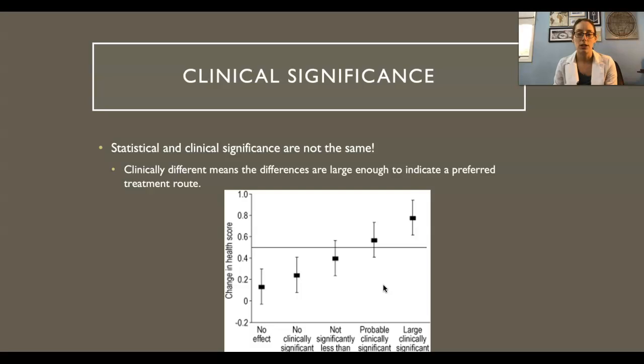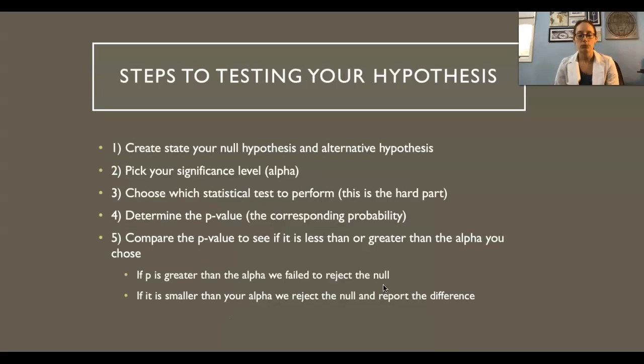So clinical significance is, again, not the same as statistical significance, but both are important, especially in the medical field. So how do I test my hypothesis? Create and state your null hypothesis and your alternative hypothesis. Your alternative hypothesis is really just your hypothesis. Pick your significance level. So is that 0.05 going to work for you?